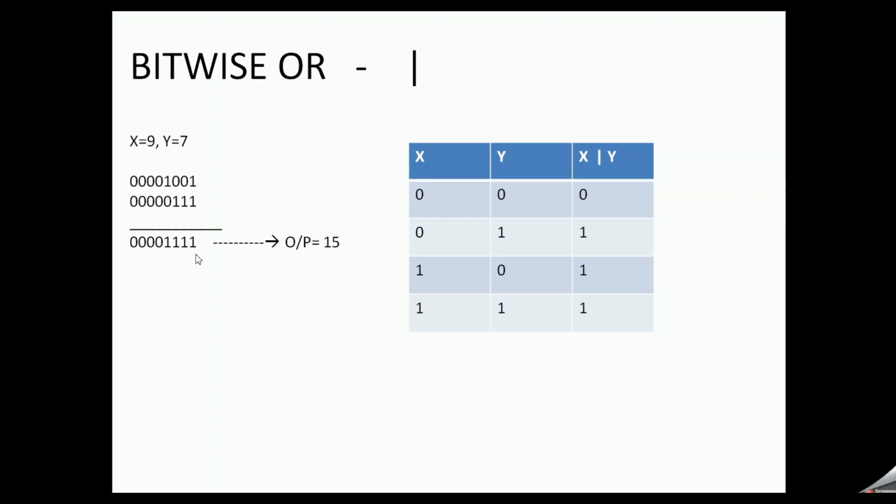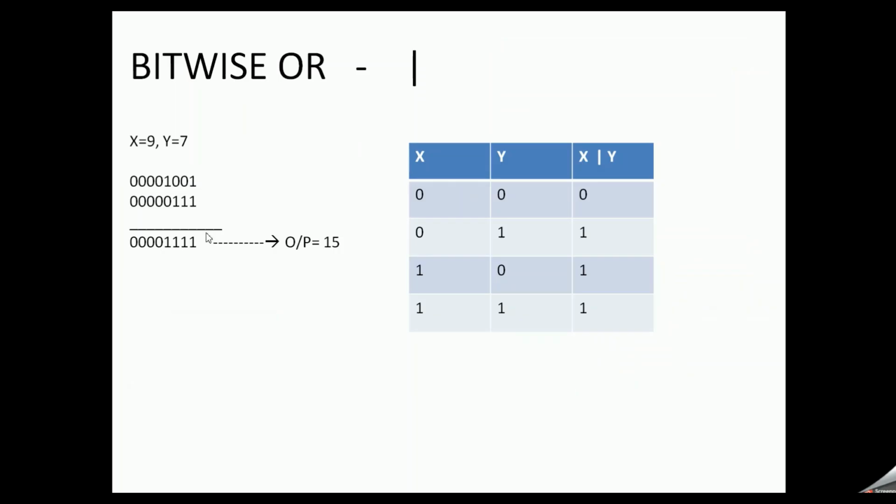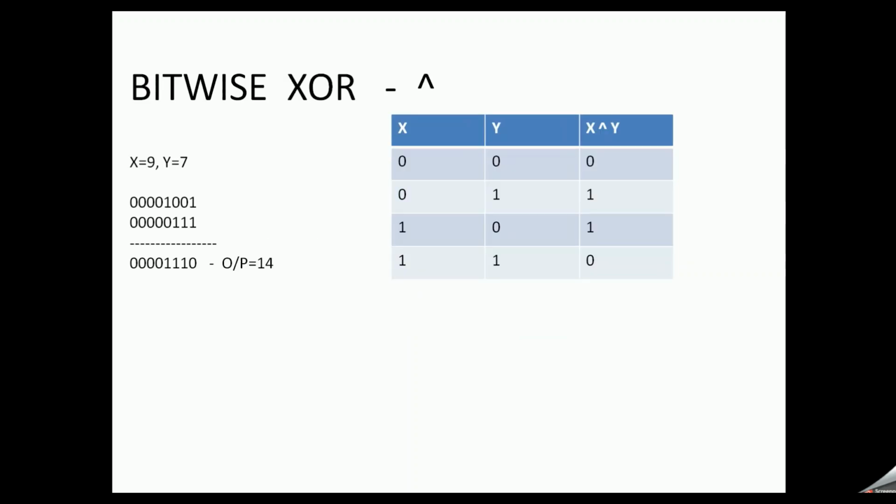So what is the result of 0, 0, 0, 0, 1, 1, 1, 1 in binary? This is the binary format. In the decimal format, its equivalent would be 15. Now let's see 9 OR operation and then 7. Now if I run the code, I get the value 15, which is nothing but the value which we obtained from doing it manually.